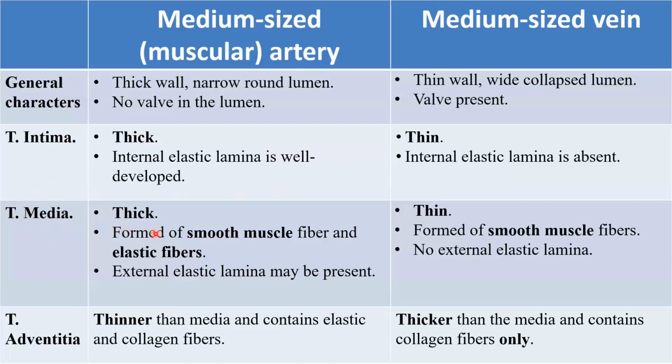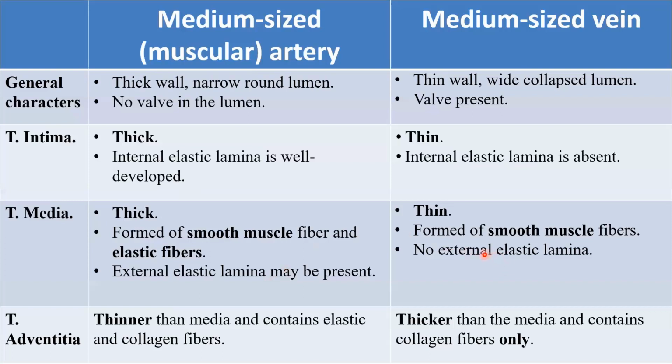Regarding the media, it is thick in the artery and it is mainly formed of smooth muscle fibers together with elastic fibers. So both are present in the muscular artery. It is formed of smooth muscles with elastic fibers, and external elastic lamina may be present. It's present in some medium-sized arteries, absent in others. So it's not specific for the medium-sized arteries in general. It's present in some of them and absent in others.